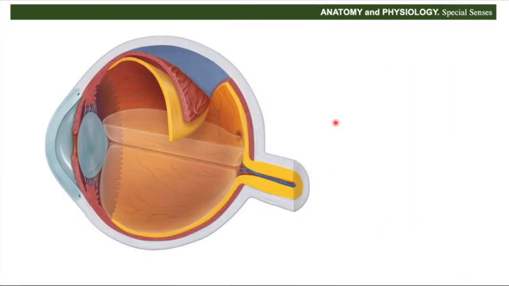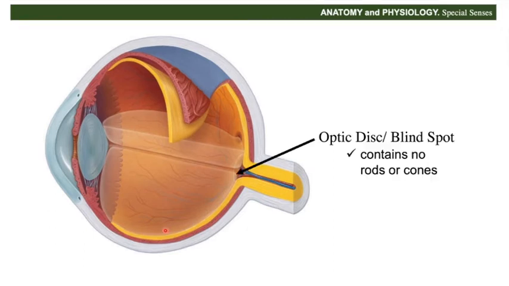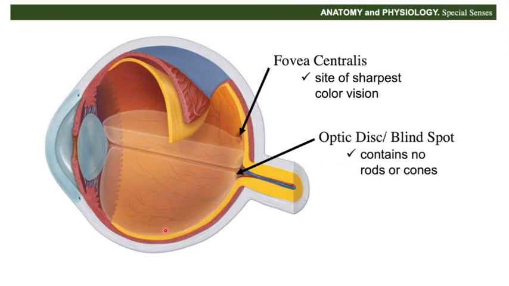The rods and cones are not evenly distributed in the retina. The rods are densest at the edge of the retina, and as you move towards the center, the density of rods gradually decreases. The highest concentration of cones occurs at an area called fovea centralis. The fovea centralis is the site of sharpest color vision.